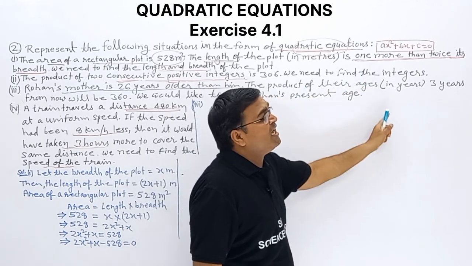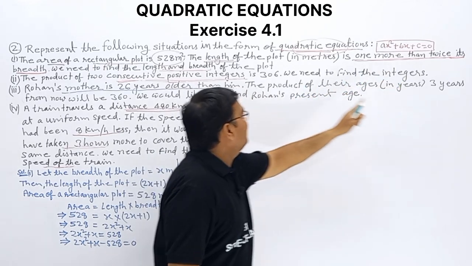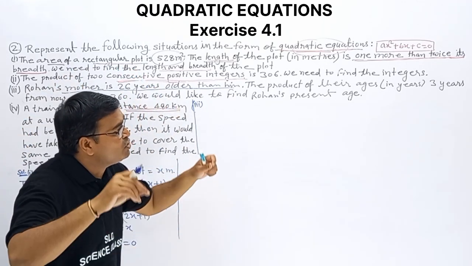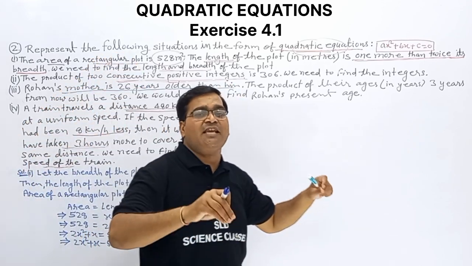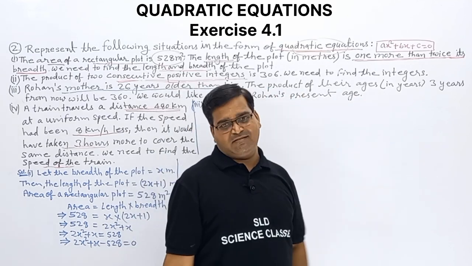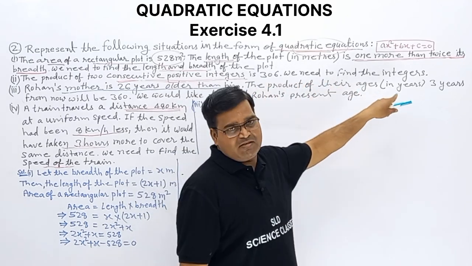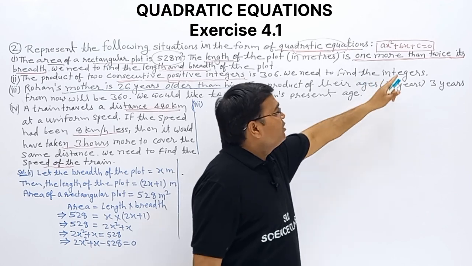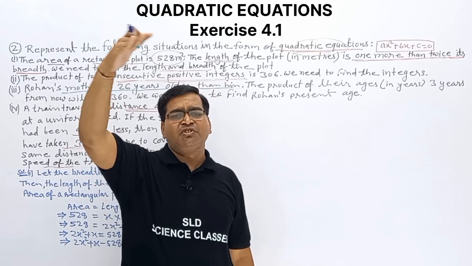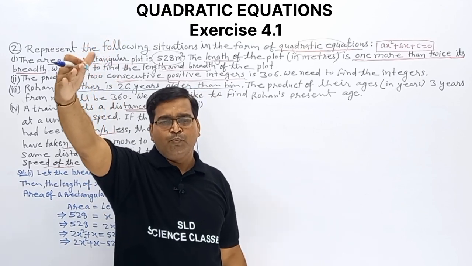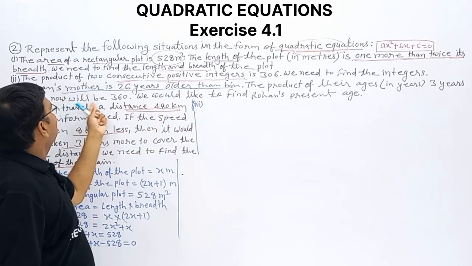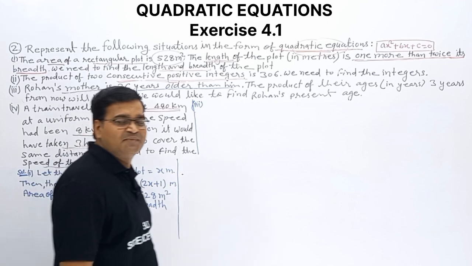The product of their ages 3 years from now. The product of their ages 3 years from now. आज से 3 years बाद उनकी एज का प्रोडक्ट. The product of their ages 3 years from now, आज से, after 3 years, whatever age, the product of both is what? 360. Are you getting?